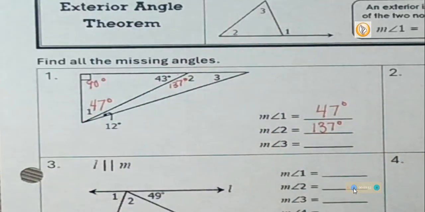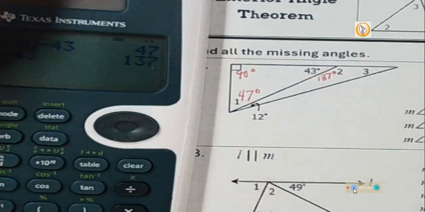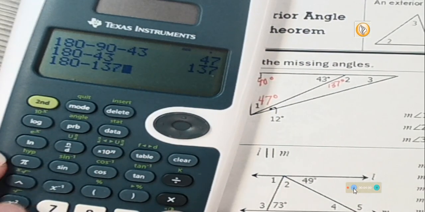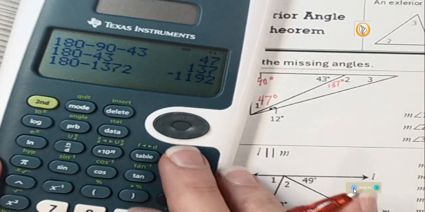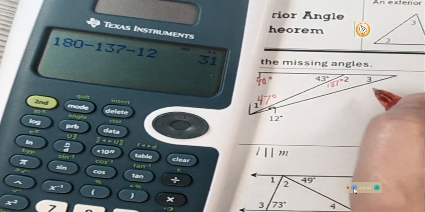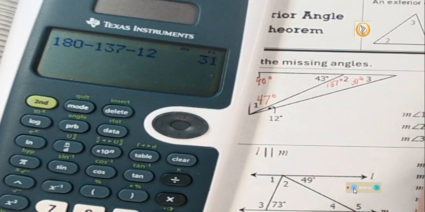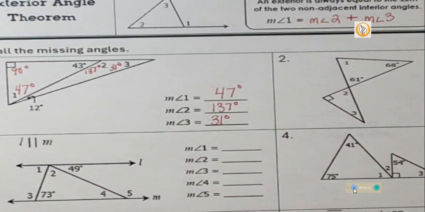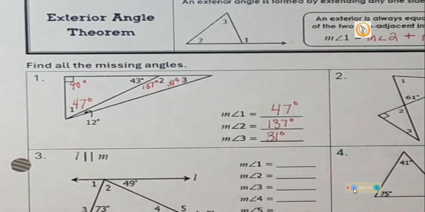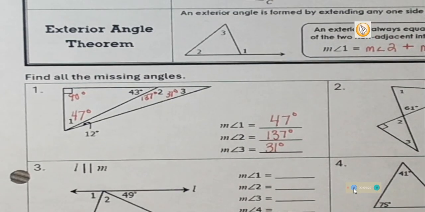180. So, how do I find out what's left over for angle 3? Subtract. So I'm going to take 180 for the whole thing, minus the 137 minus the 12, and I get 31 degrees left over. So you start out with these figures. You're looking for straight lines that add up to 180 degrees, and you're looking for triangles where you know 2 of the 3 angles. Let's move on to number 2.